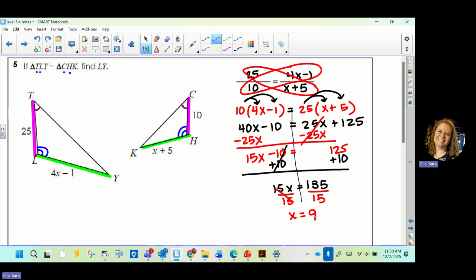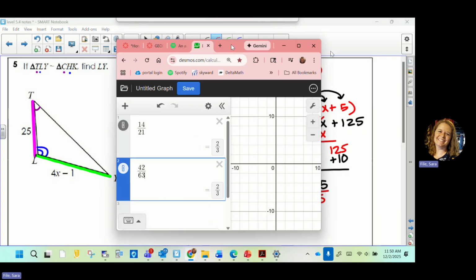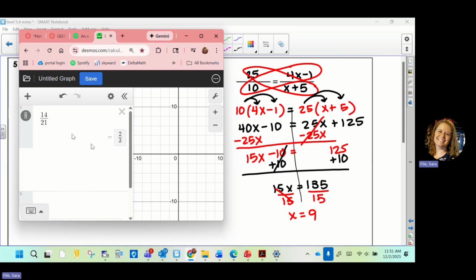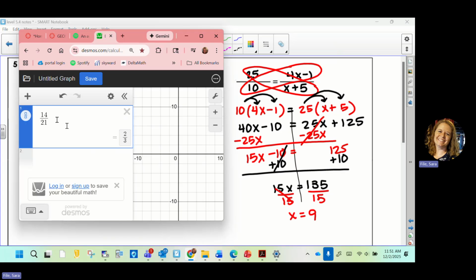However, when you have these more complex ones, I want to show you how you can use Desmos to your advantage. Okay, so you could come over here. Oh, well, I'll show you when you get back from lunch. Okay, I'm going to finish it for this video, but then I'll show y'all when y'all come back from lunch. Okay, so you would set up your ratio just like we have it. So 25 over 10 is equal to 4x minus 1 over x plus 5.